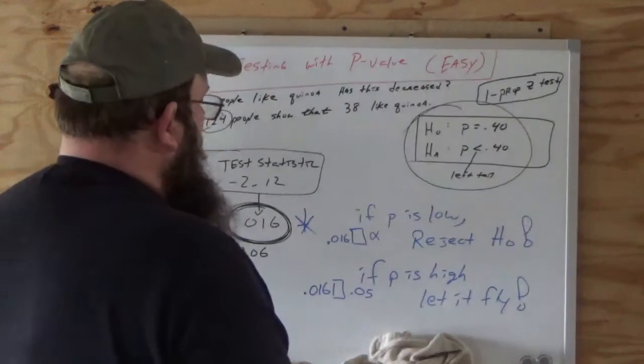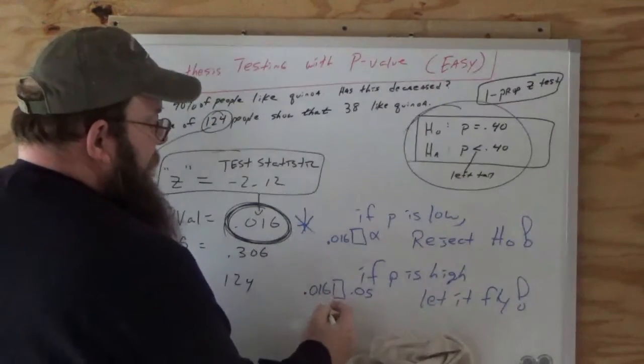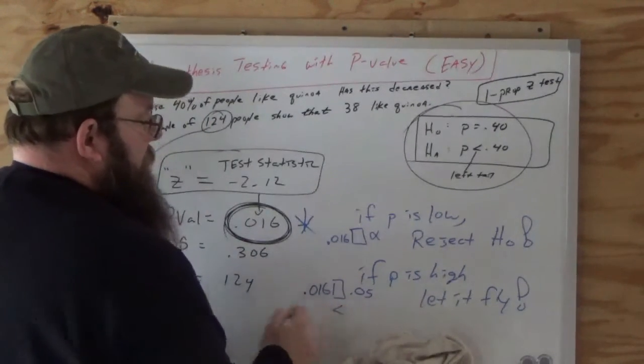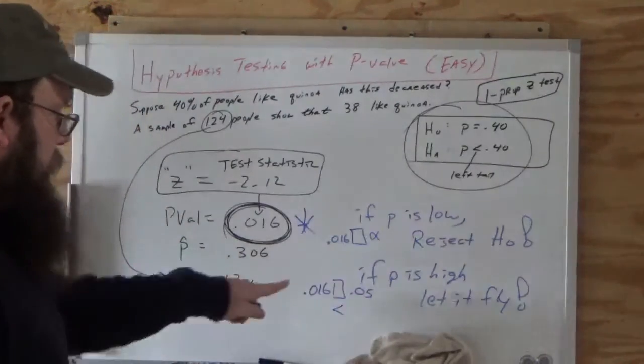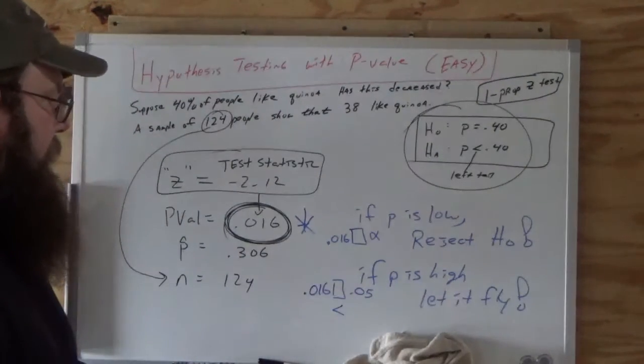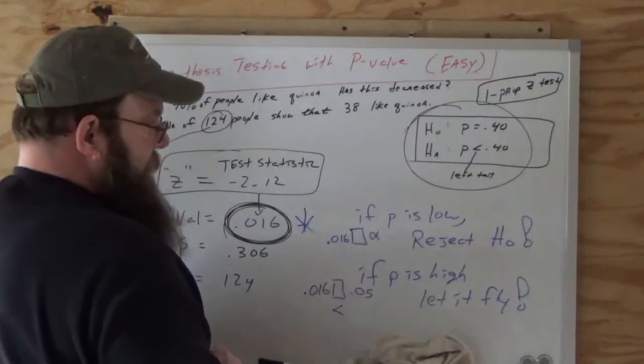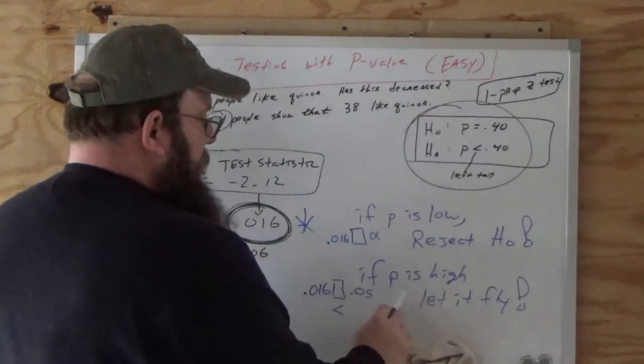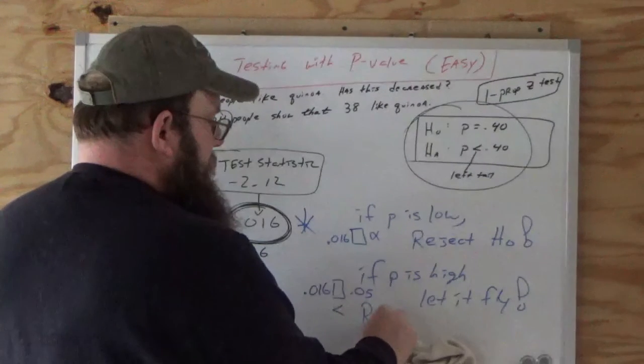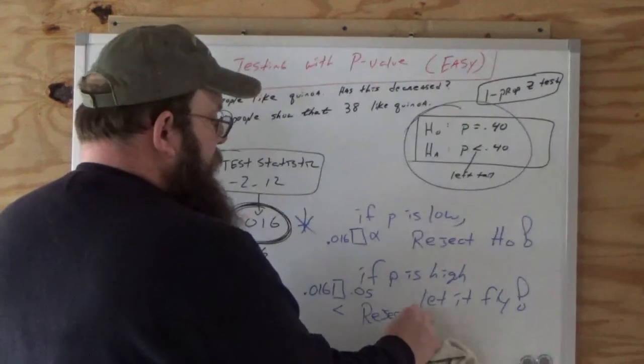Okay? So 0.016 is definitely what? Less than. Because 0.01 is less than 0.05. So in this case, the p-value is lower than the alpha level. We're going to reject the null. This is a rejection. We're going to reject the null.